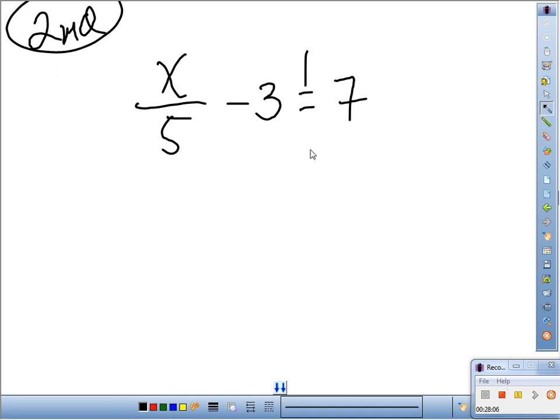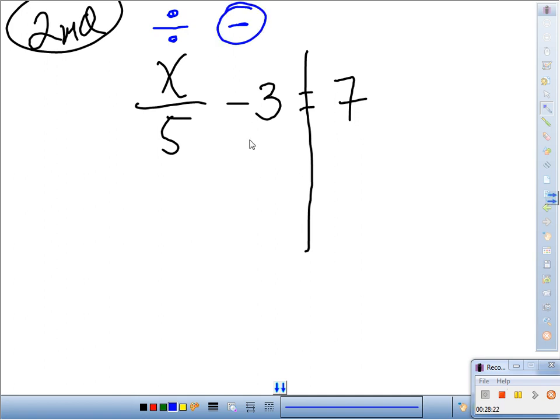Okay, Isaac, help me out with this one. Can we simplify the left side? How about the right side? Nope. All right, so what operations do you see over here? Division and subtraction. So where do we start?